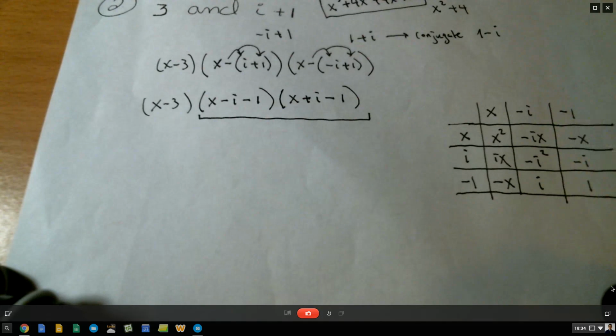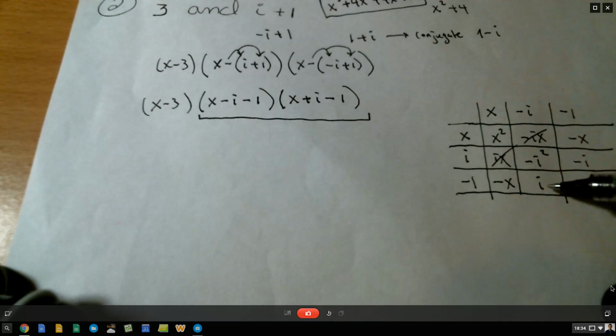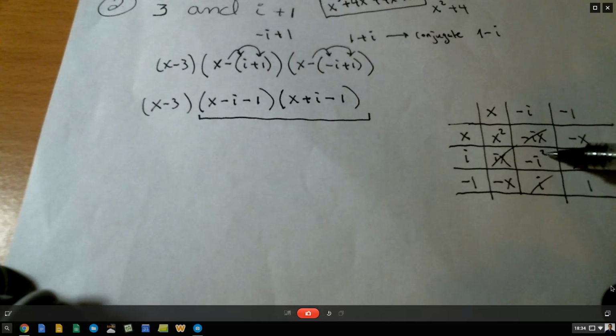Let's see what we can cancel. Negative ix and ix, they cancel each other out. If you add these two together, they form 0. You can cancel them. Same thing as i and negative i, they cancel out. And then nothing else cancels. But remember, i squared is negative 1, so negative of negative 1 is a positive 1. So I can rewrite this as positive 1. So that's what we get here.